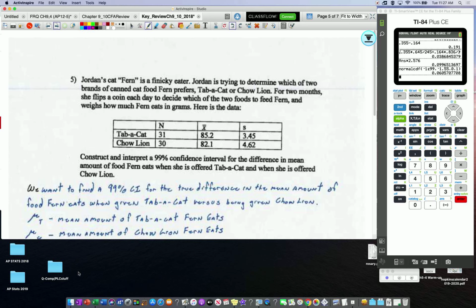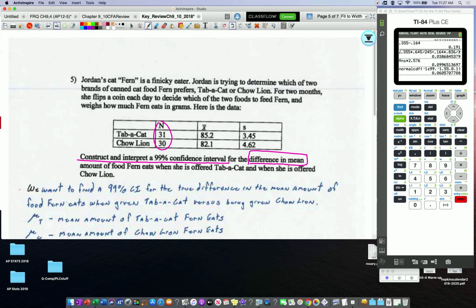Here is the data. Well, this is kind of nice because notice how both these values are greater than 30. And they already did the sample standard deviations and everything, so we don't have to calculate anything major. So it says construct and interpret a 99% confidence interval for the difference in mean. Wow, they're making this pretty easy for us here. So it tells us what type of confidence interval.